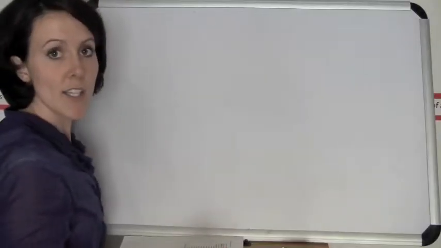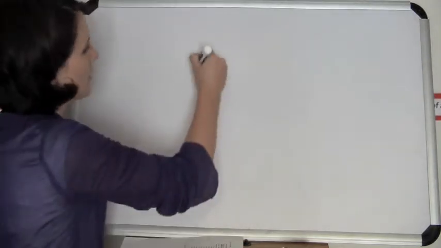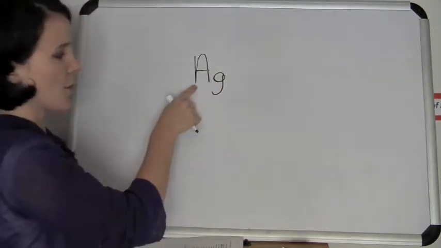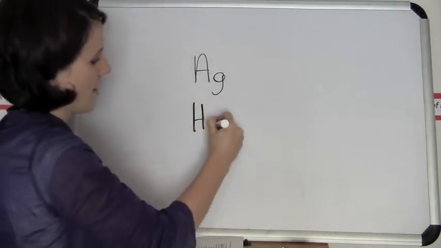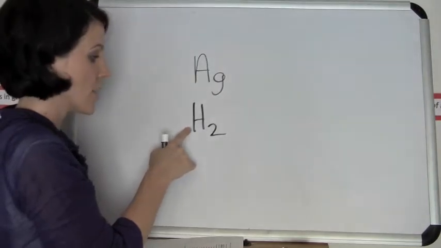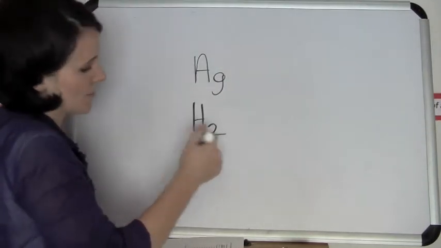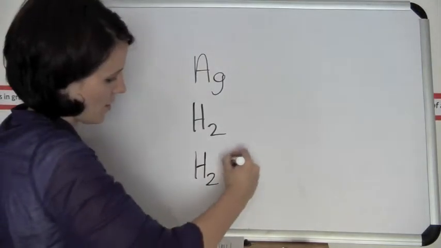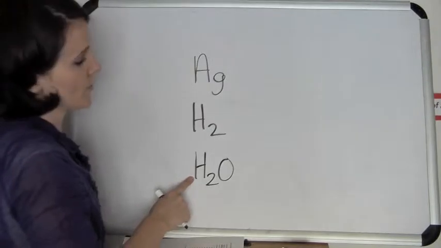The formula unit is the most basic unit of that substance. So for example, silver. The formula unit for silver is 1 atom. Elemental hydrogen. The formula unit for elemental hydrogen is 1 molecule of hydrogen. Remember, this is a diatomic. The formula unit for water is 1 molecule of water.